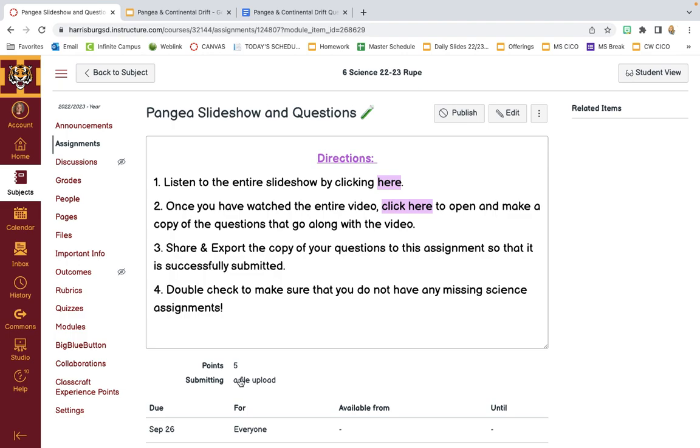You'll see the directions say listen to the entire slideshow by clicking here, and this is where you should have clicked to get to this video. Once you're done with this video, you're going to click here to make a copy for yourself of the questions that go along with this video. At the end, after you've answered the questions, you're going to submit them to this assignment.